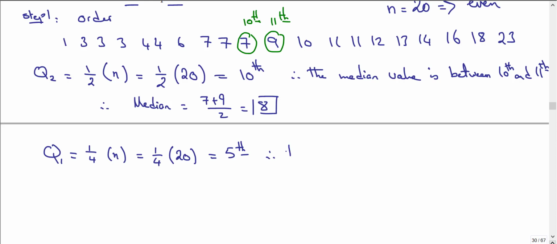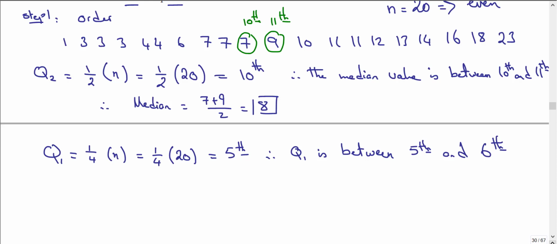Therefore, we do it the same way. The median, we say the median. Not the median, I'm sorry. Here we are finding Q1. Therefore, Q1 is between what and what? Can you tell me? So it's the 5th and 6th. And the next one, that would be the 6th. Where is the 5th and the 6th?